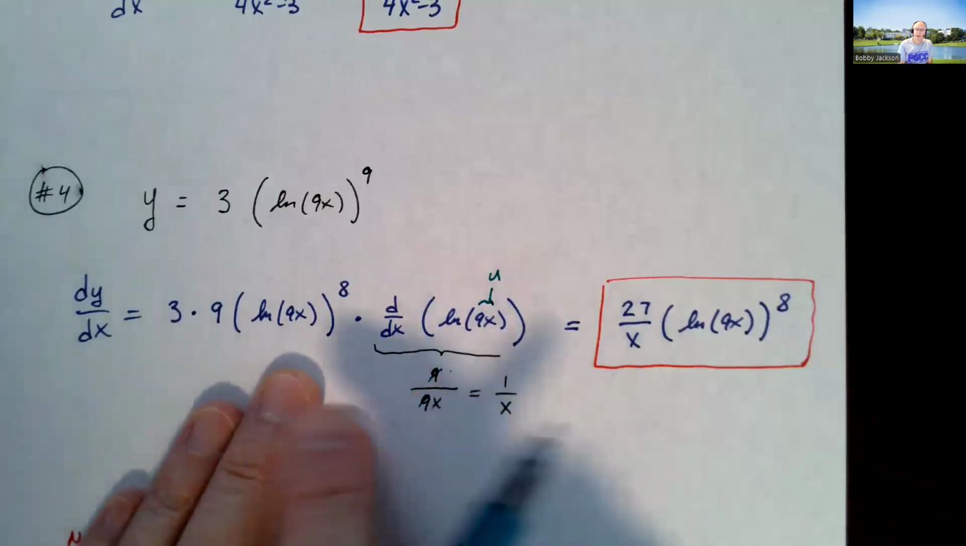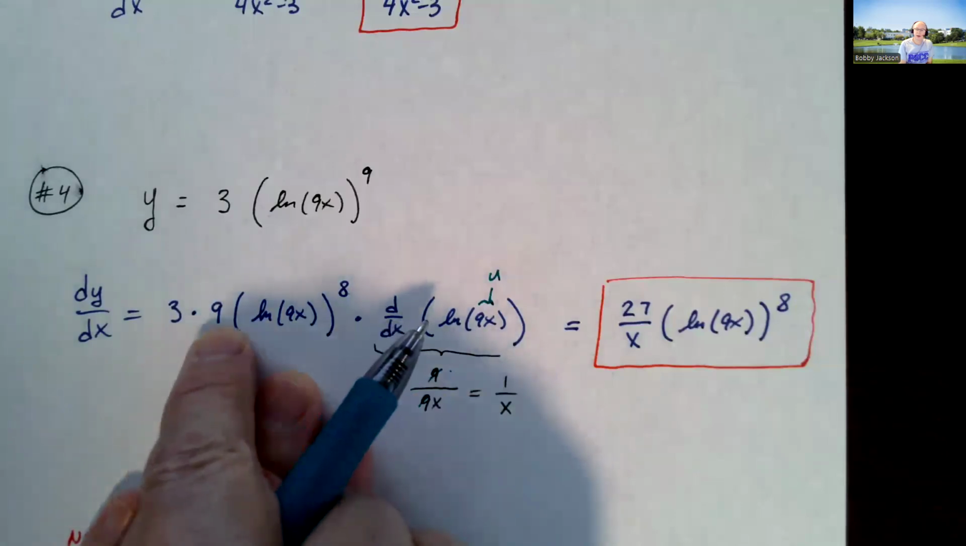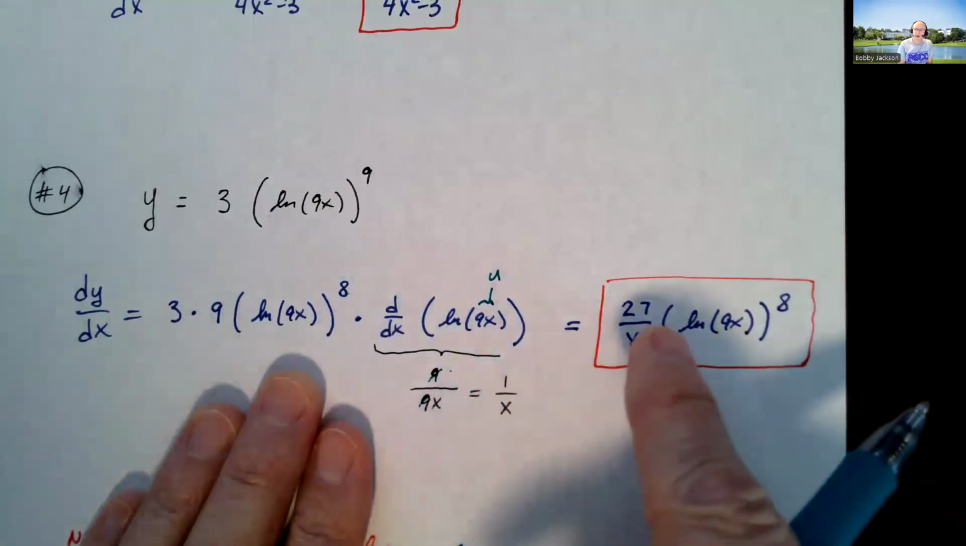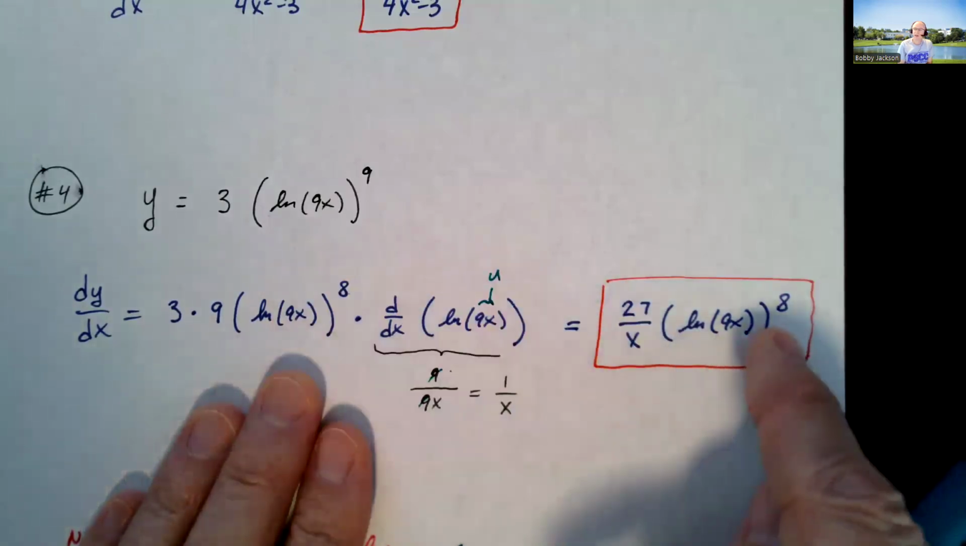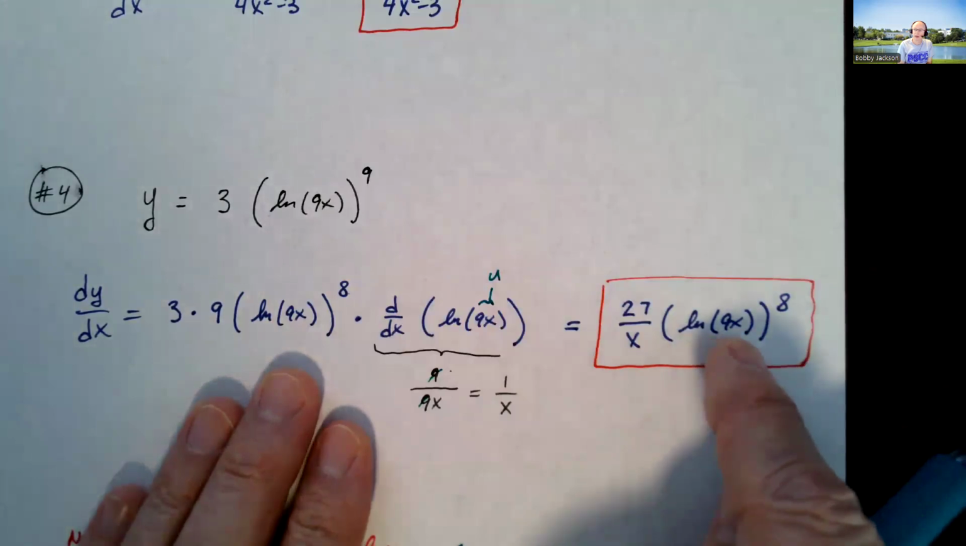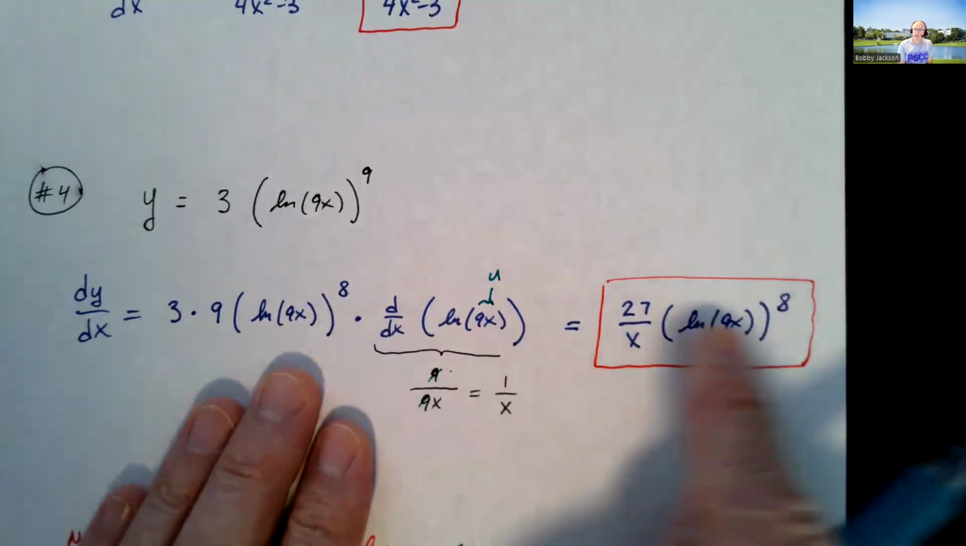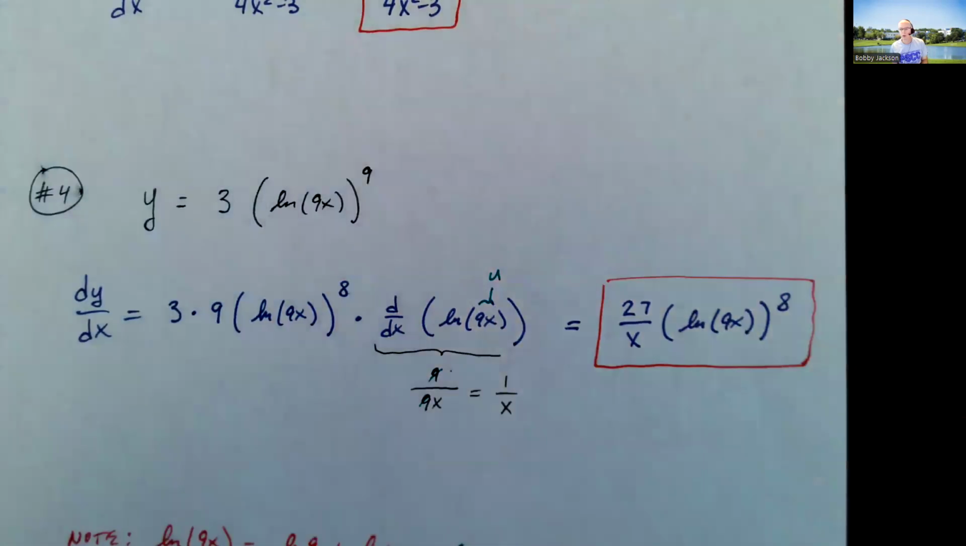And so cleaning up my answer, I've got 3 times 9 is 27, and then I'm dividing by x. I have 27 divided by x times all this stuff, natural log of 9x to the 8th power. So this is the natural log of 9x times itself 8 times, so we want to write it in that form a little more compactly.